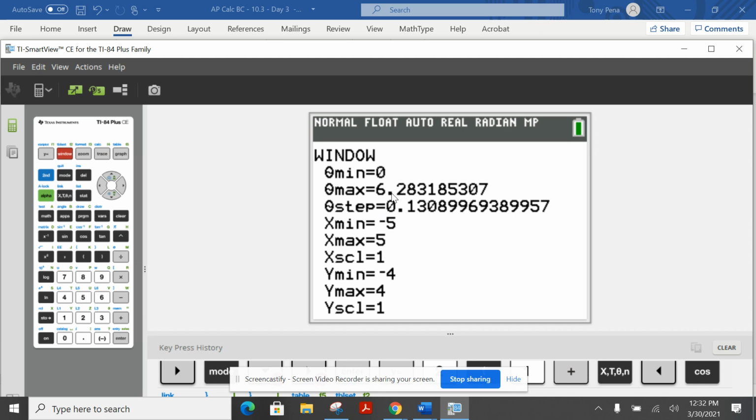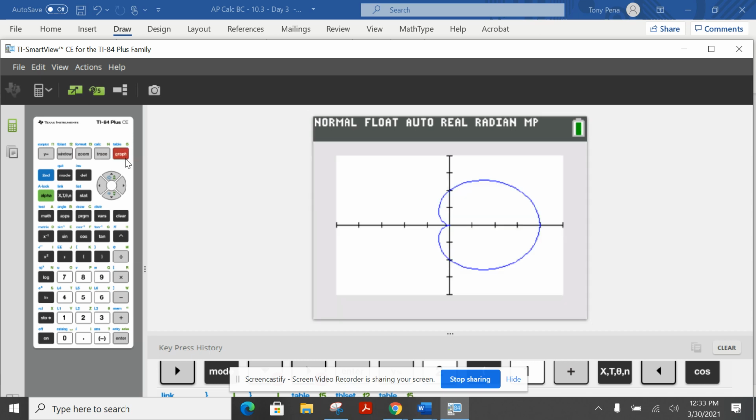So make sure you have at least 0 to 2 pi. 6.28 is 2 pi. As long as your theta step is tiny, then you should be good. Doesn't necessarily have to match mine, but it should look like that. All right, y'all got that?